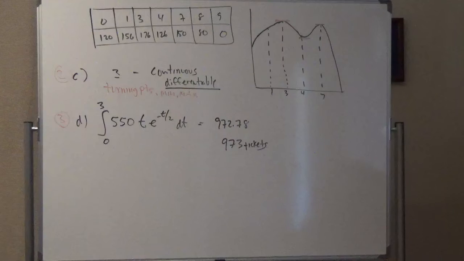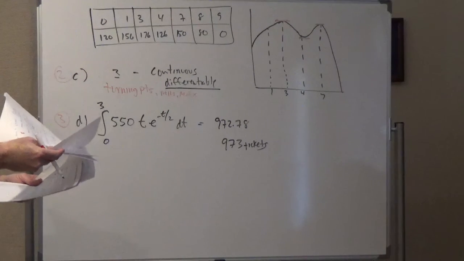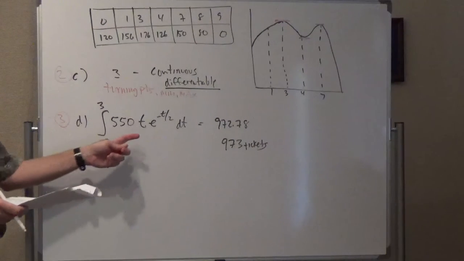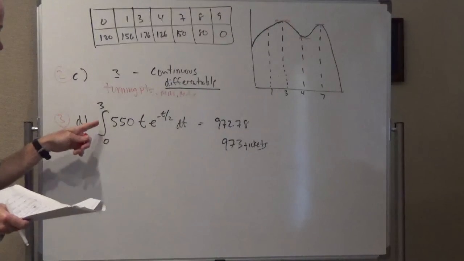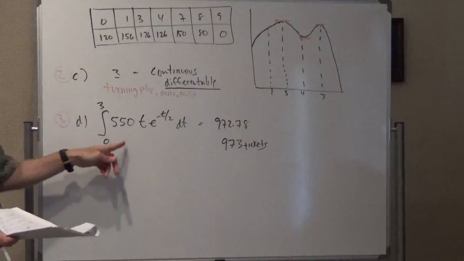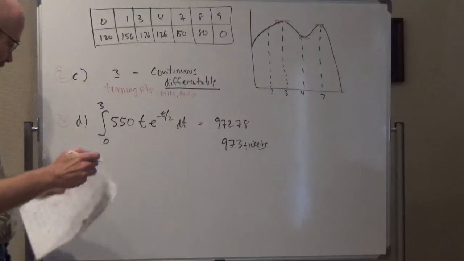The question was, here you now have a model. That's the rate, and find the total number of tickets sold. So remember, if you have a rate, and you want to find the total of whatever you're doing, you just integrate. So we're integrating from 0 to 3. I just dumped that on my calculator. It's a straight calculator problem. I've got 972.78 or 973 tickets.